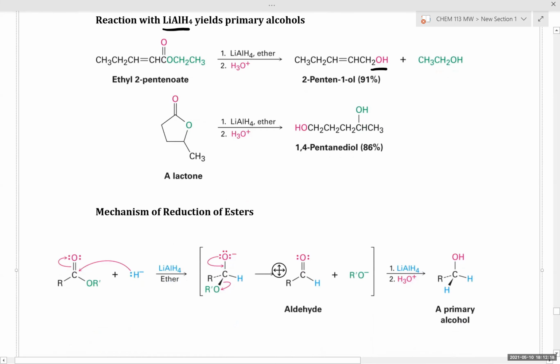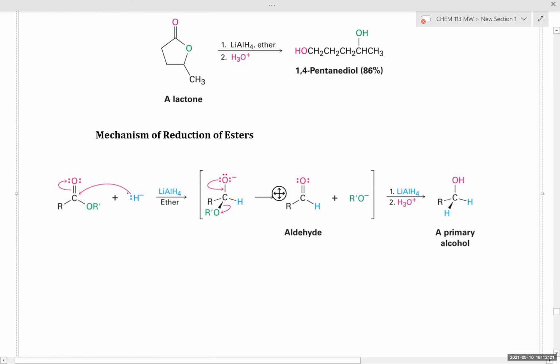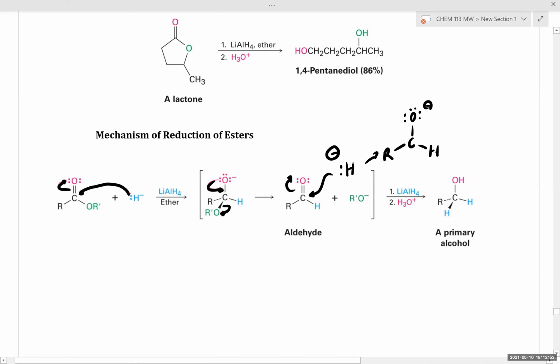This mechanism follows a series of 1,2 additions. So hydride attacks the carbonyl carbon. We make a tetrahedral intermediate, and we can lose a leaving group. So in this case, we lose an equivalent of alkoxide. From here, we get an aldehyde, and that aldehyde reacts with another equivalent of hydride via a second 1,2 addition reaction to give, in this case, an addition product. There's no leaving group to kick out in this case, so we isolate our alcohol after a quench with acid.